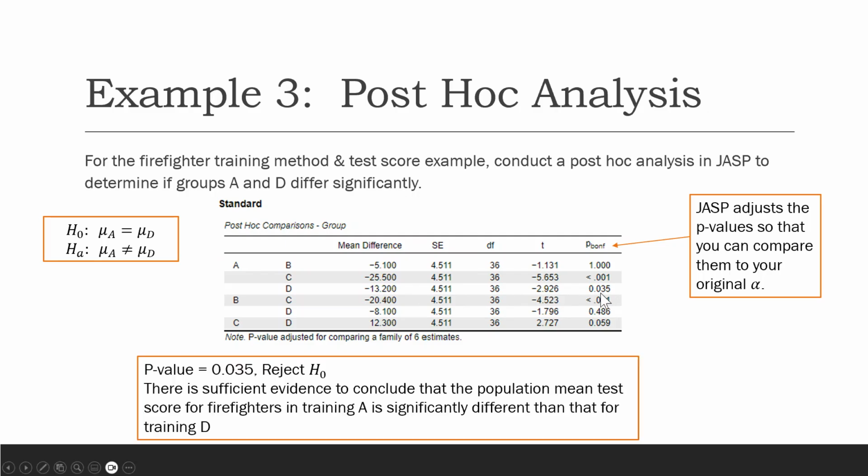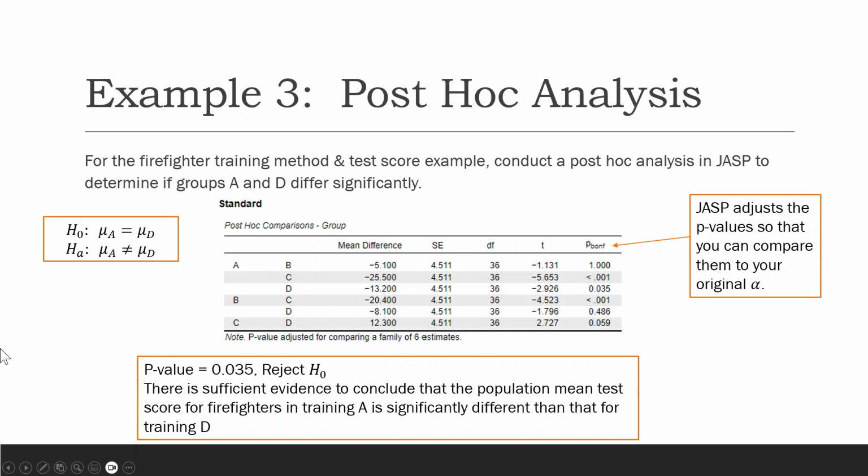And so since that is less than 0.05, I reject the null hypothesis, and I say that there is sufficient evidence to conclude that the population mean test score for firefighters in training A is significantly different than that for training group D. All right.